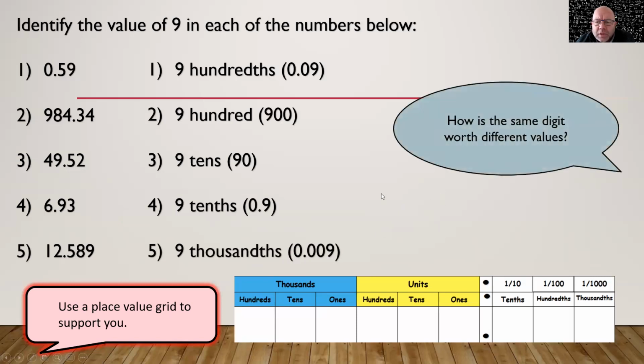Okay. So how is the same digit worth different values? Simple, because it's in a different position in its place value. Okay, so we just use those 10 digits, 0, 1, 2, 3, 4, 5, 6, 7, 8, and 9. But by placing them in different columns, they have different values. Okay, so that's how our number system and our decimal number system works.